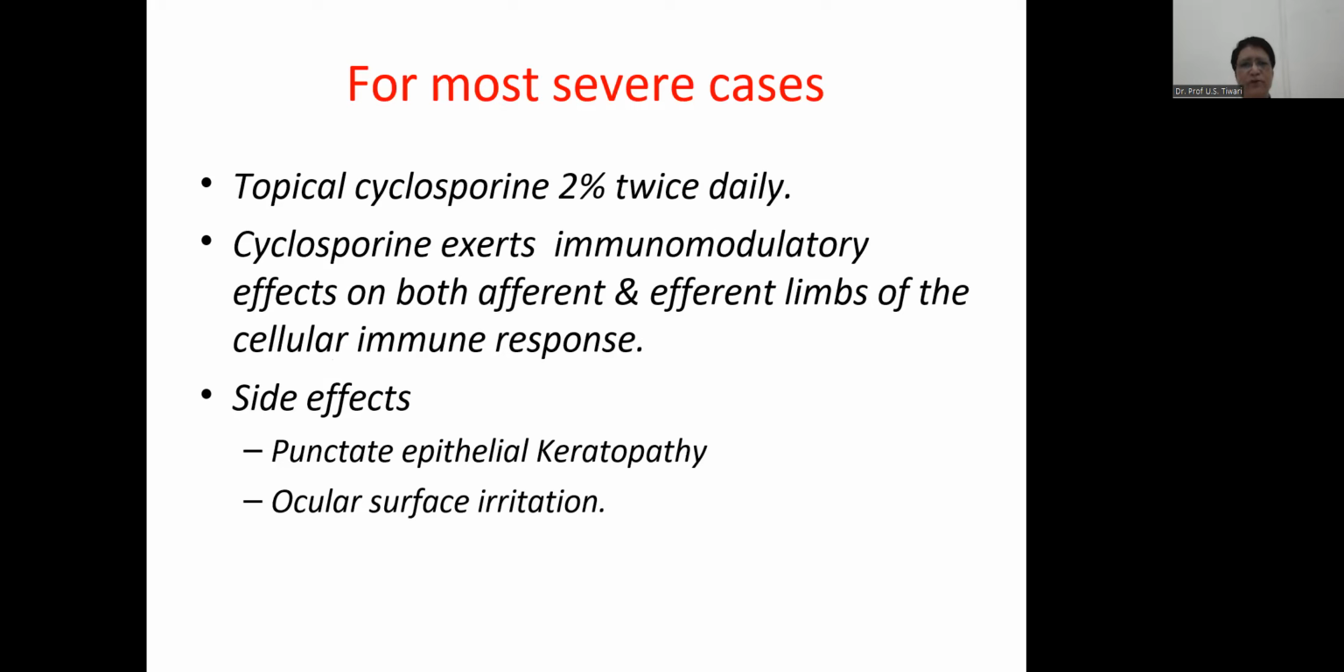For the most severe cases and the recalcitrant cases, we may choose to add topical cyclosporine 2% twice a day. The cyclosporine exerts immunomodulatory effect on both the afferent and the efferent limbs of the cellular immune response. So this is a very effective medication for the more severe and recalcitrant cases. It has side effects such as punctate epithelial keratopathy and ocular surface irritation.